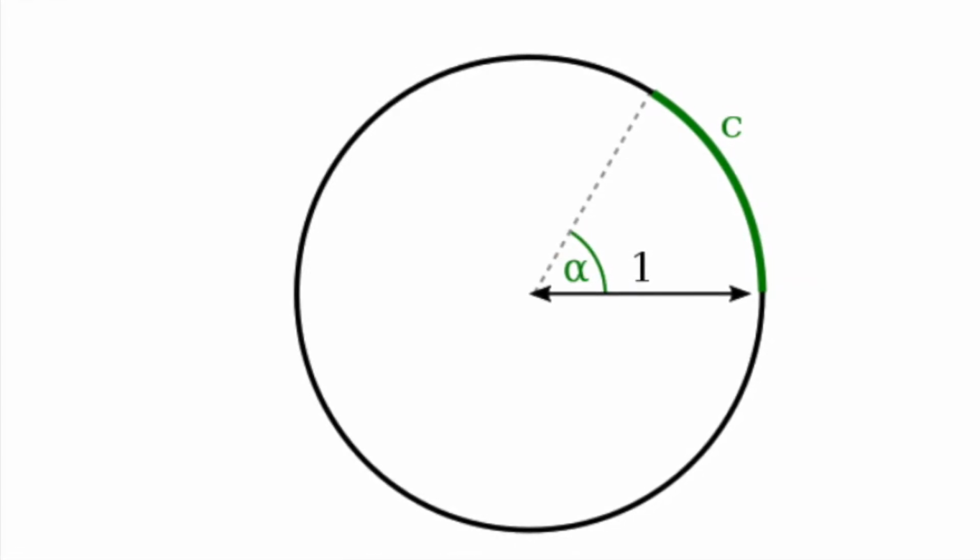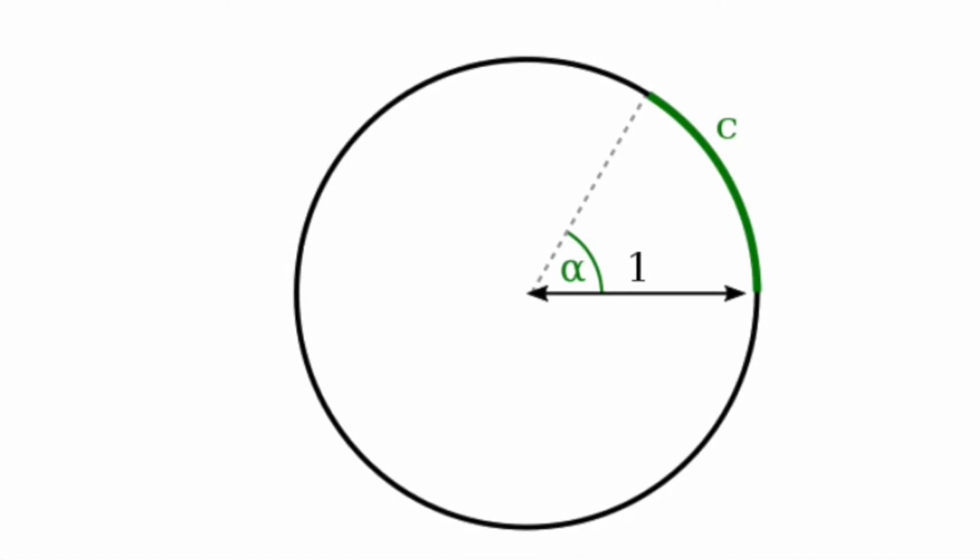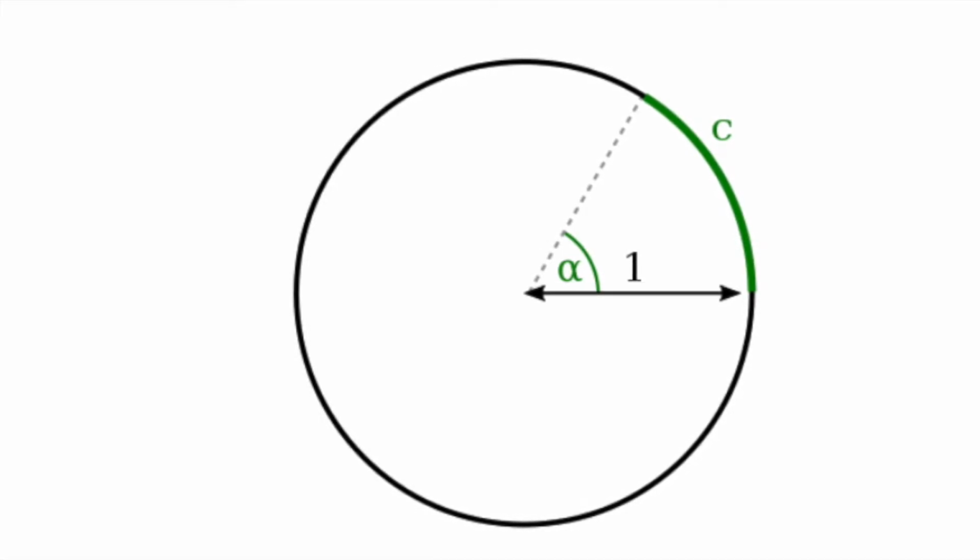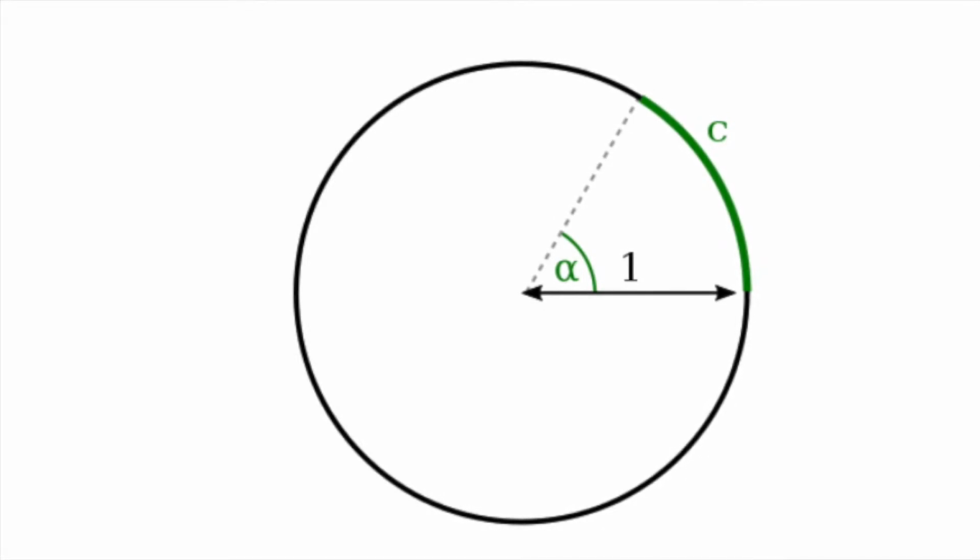Well, this is where radians are immensely beneficial. If you express the angle in radians, then the length of the arc is exactly A. If A equals 0.123, then the arc length is 0.123 too. Easy.